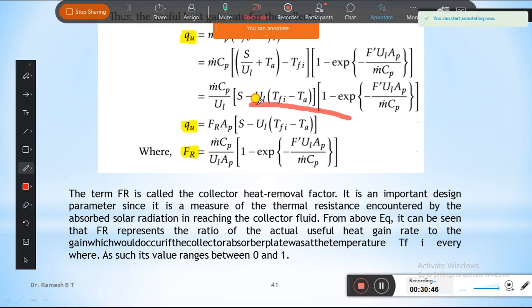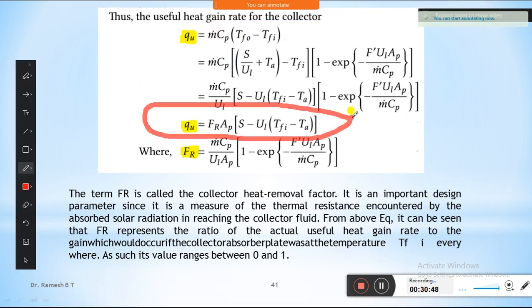Finally that equation reduces to QU equal to Fr Ap [S minus UL (Tfi minus Ta)], where Fr is called the collector heat removal factor. It is given by m dot Cp divided by UL Ap, whole into 1 minus exponential of (F dash UL Ap divided by m dot Cp). So that is the final equation that you have to remember.